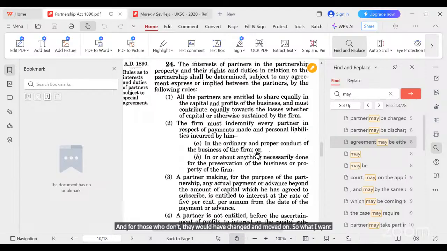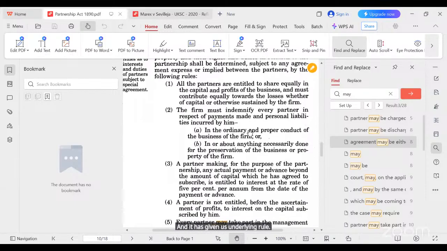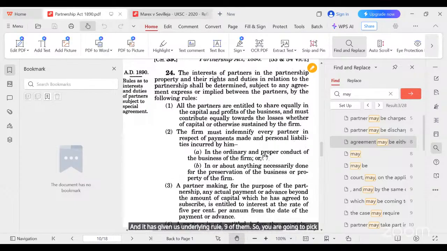So what I want us to do now, the remainder of our time, we are going to take these rules one by one. Already, we have established that section 24 is a default provision, and it has given us underlying rules, 9 of them. So you are going to pick one by one, read the rule, and answer the question whether the partners should change this one, should domesticate this one, should modify this one, should customize these ones. One by one like that. After that, we close.